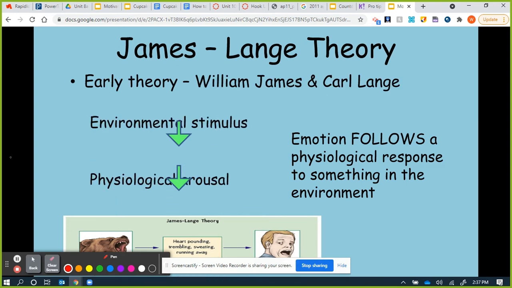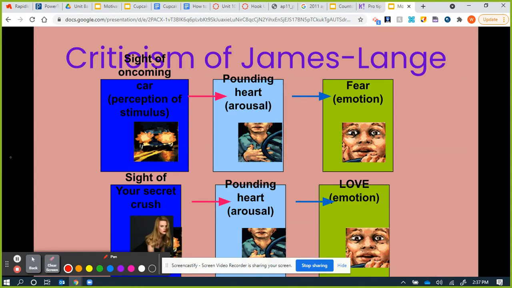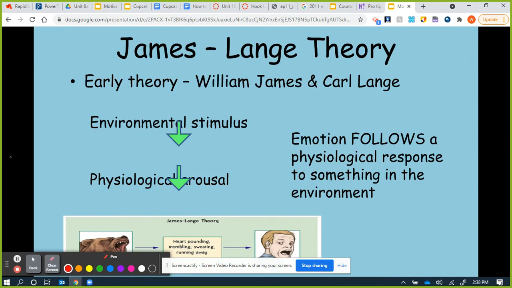So, first theory, James Lange theory, William James and Carl Lange. This one, James Lange theory, is a linear theory, which means it happens 1, 2, 3. This happens, then this happens, then this happens.